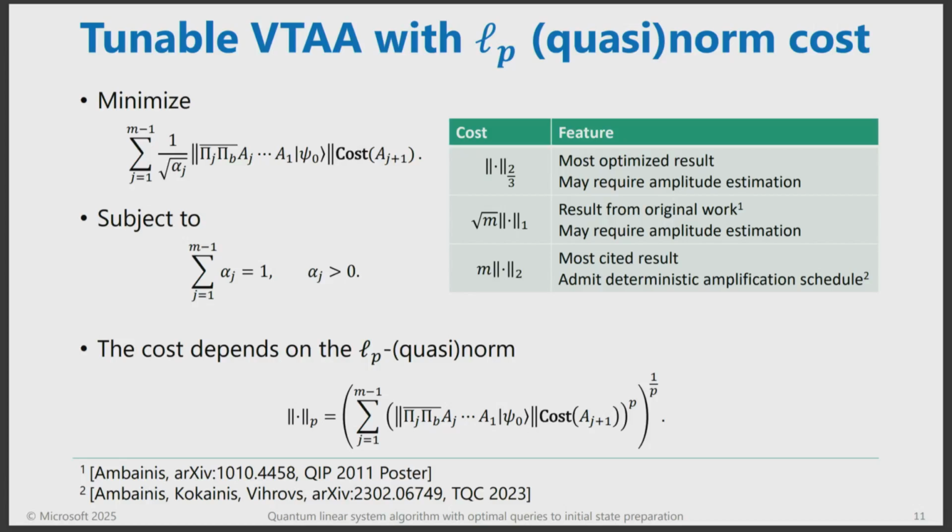So in the middle, we have the original results from Ambainis. The complexity of that is 1 norm times square root m, where m is the number of steps. By using triangle inequality, you can upper bound that by 2 norm times m. This is the most cited result, and we actually find that it's more convenient to use for the linear system problem. But theoretically, you can further lower the asymptotic scaling of the algorithm, and you can try to achieve 2/3 norm for the VTAA.